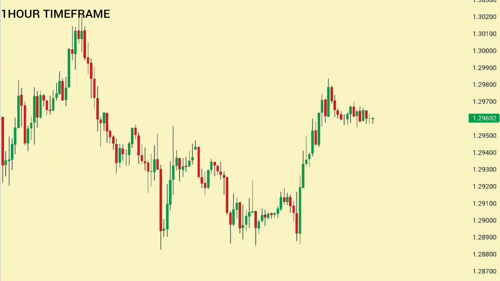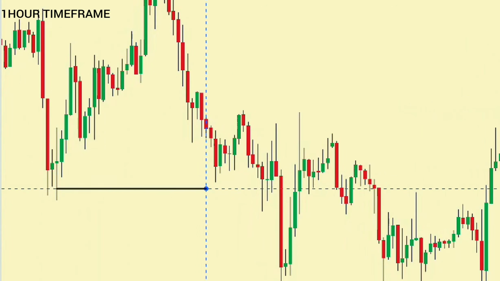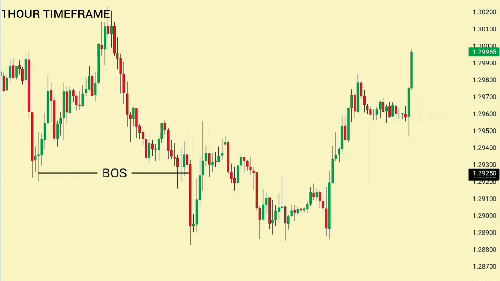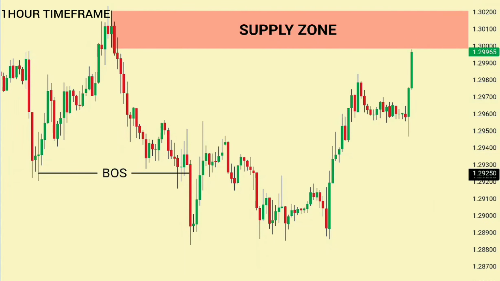Now, let's move to the second example. Just like the first chart, price moves lower and creates a break of structure, giving us a bearish market bias. As price begins retracing, we identify this supply zone because it's the area where we're expecting selling interest to appear. Up to this point, the entire blueprint remains exactly the same. The difference begins after price reaches the supply zone.